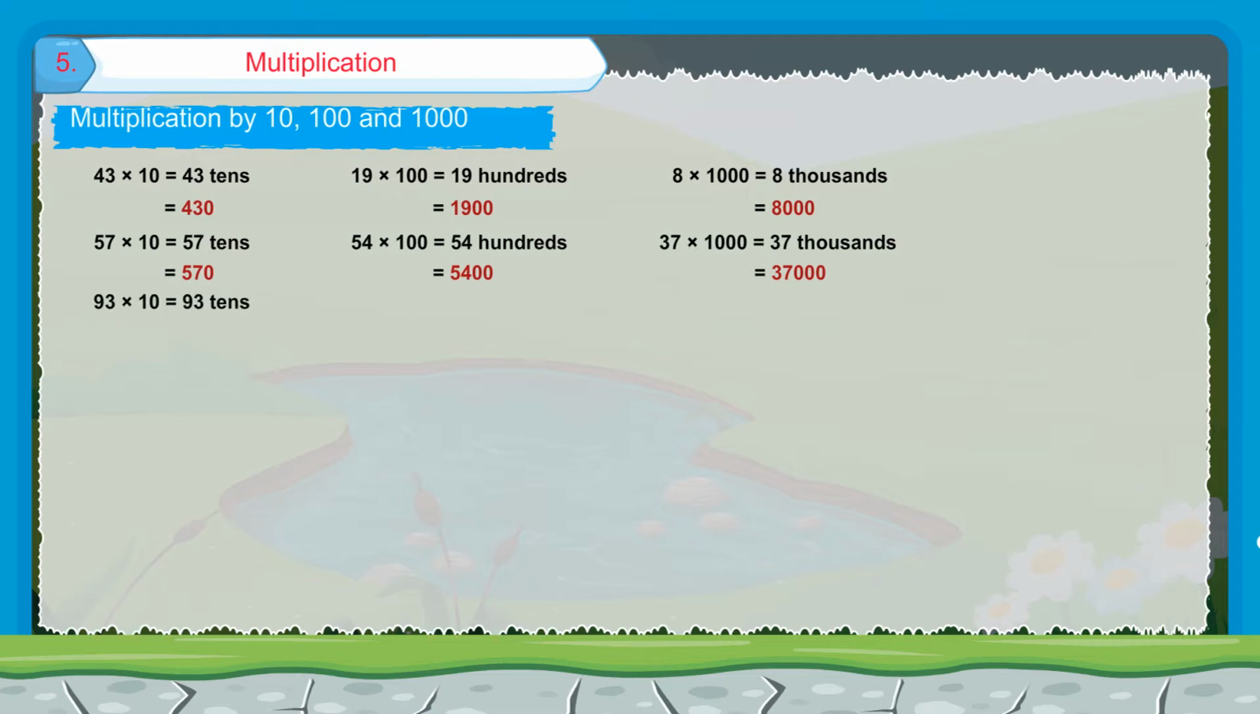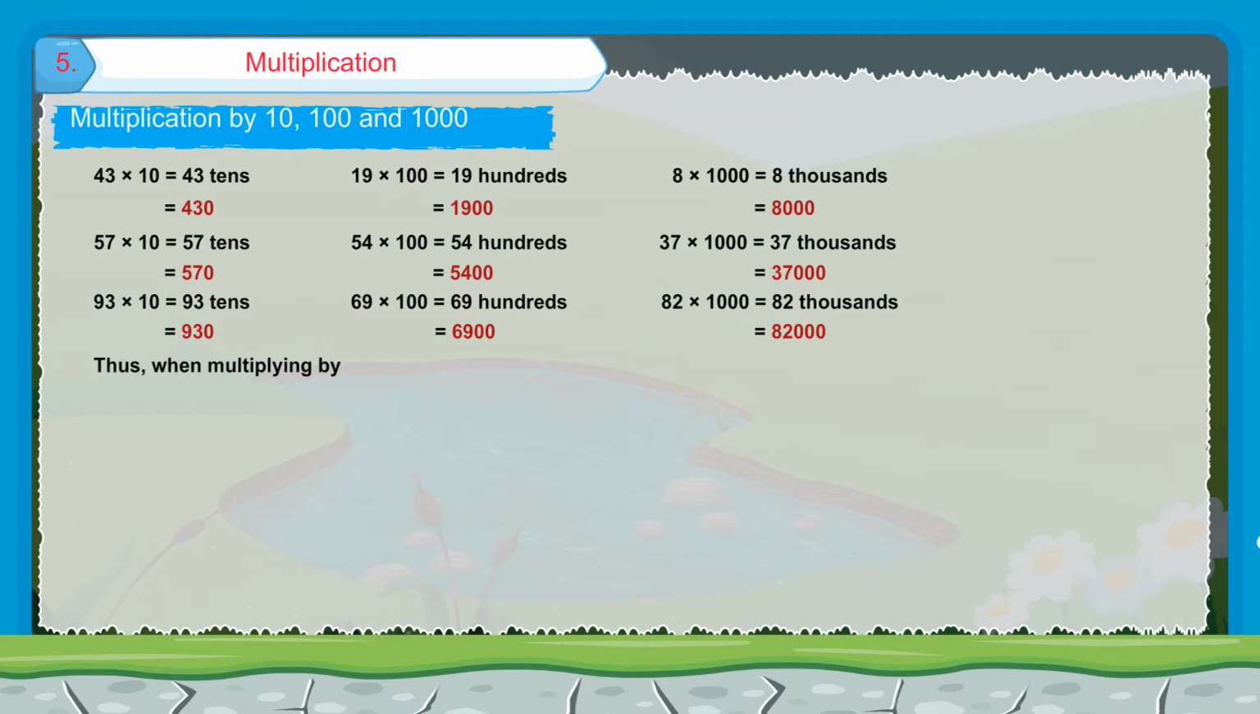93 into 10 is equal to 93 tens is equal to 930. 69 into 100 is equal to 69 hundreds is equal to 6900. 82 into 1000 is equal to 82 thousands is equal to 82,000.